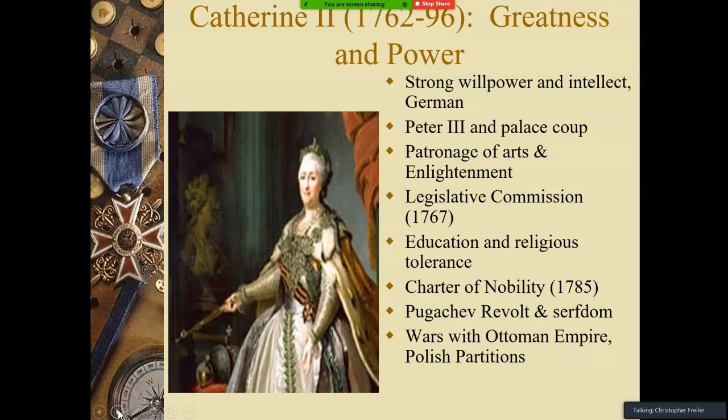So she constantly was at war with the Ottoman Empire on her southern border. I mentioned the conflicts with Sweden, which were kind of left over from Peter the Great. And she also was involved in all 3 Polish partitions. So Poland didn't have a strong central government. And so in 3 different partitions culminating in 1795, the country of Poland, which at one point was the largest country in Europe, was completely wiped off the map of Europe, not to be recreated until 1918 at the end of World War I. Okay?